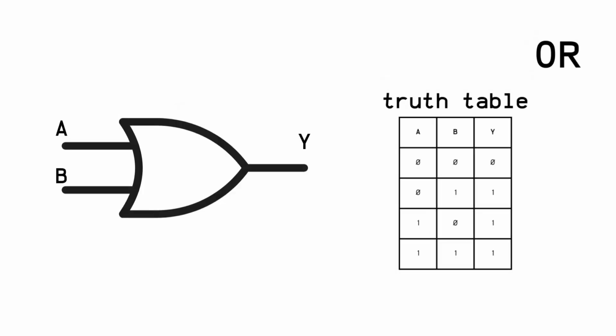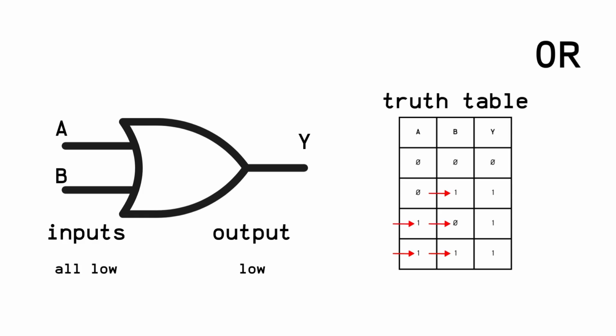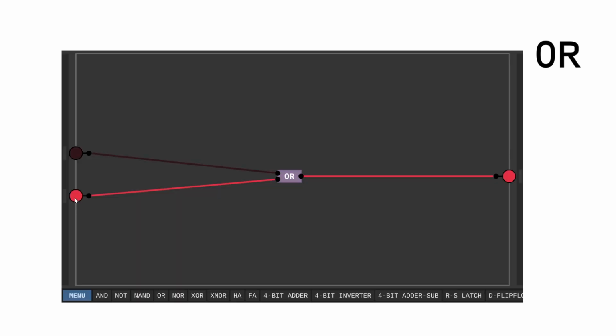OR gate. The OR gate produces a low output voltage only if all the input signals are low. That means if any one of the input signals is a high voltage, then the output will be high. The OR gate is most commonly used in situations that require action to be taken based on a number of signals, and any one of these signals can trigger the action.